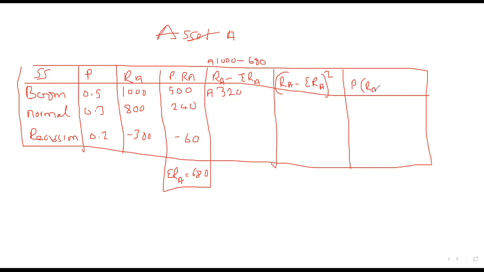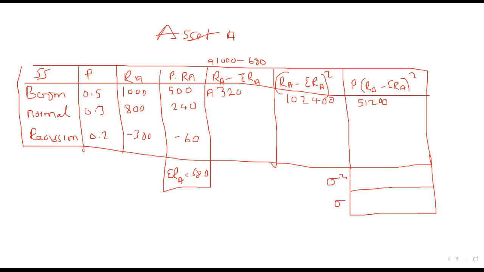So 320 squared is 102,400. You multiply it by the probability 0.5 and you get 51,200. Correct. The total in this column will be the variance. And when we square root it, you get the standard deviation.